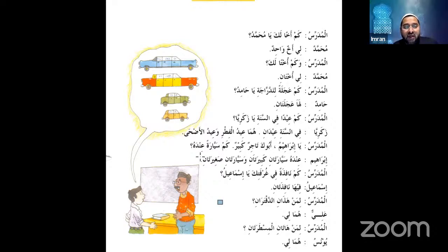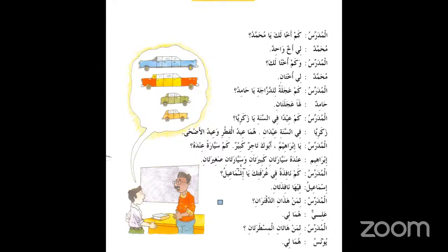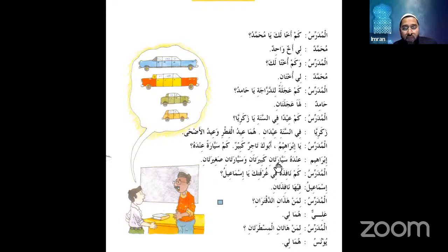Kam sayyaratan indahu. How many cars does he have? Meaning Ibrahim's father. Indahu sayyaratani kabiratani wa sayyaratani saghiratani. He has two big cars and two small cars.